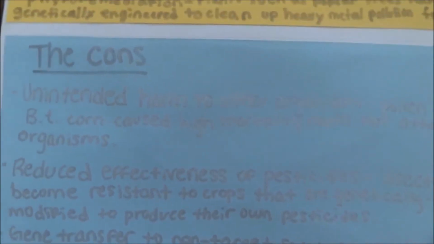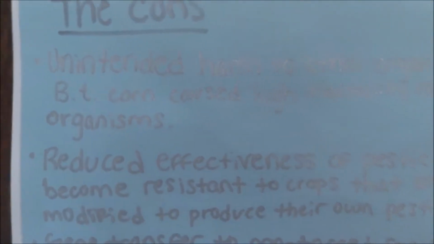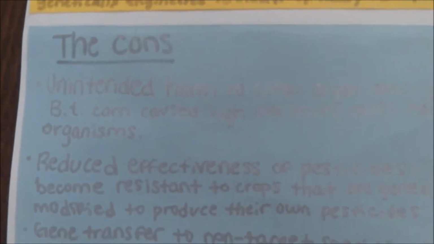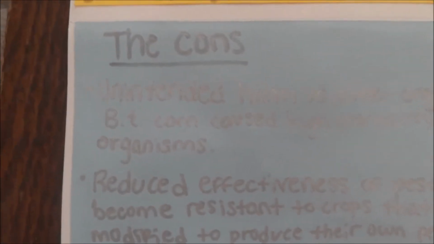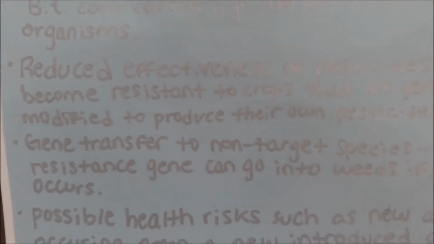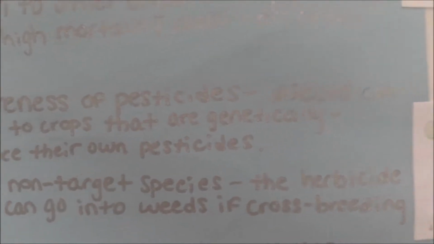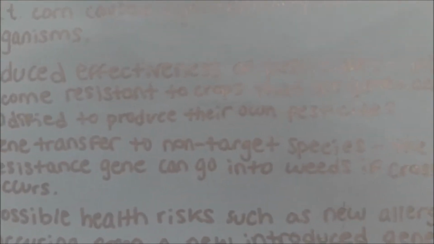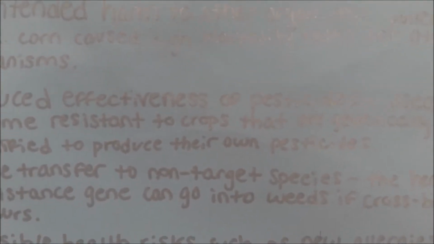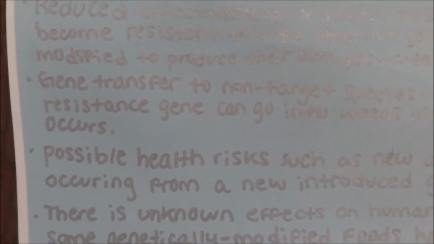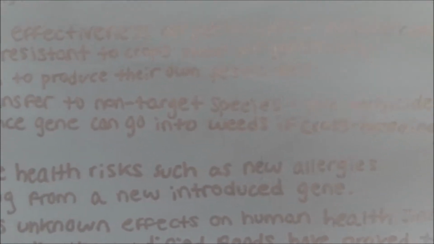Alright, the cons of genetically modified food is that there is unintended harm to other organisms, meaning like pollen from BT corn could cause high mortality rates for other organisms. Another thing that can happen is reduced effectiveness of pesticides. Insects can become resistant to crops that are genetically modified and that produce their own pesticides. Also, there is gene transfer to non-target species.